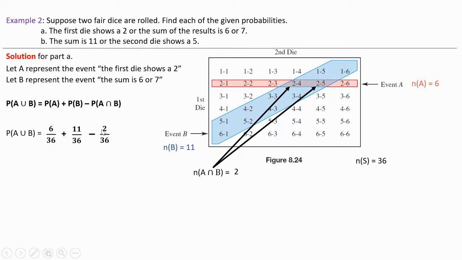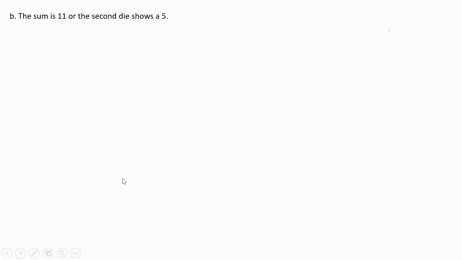Now, 6 minus 2 is 4. 4 plus 11 is 15. And then we have to simplify. You always simplify your fractions to lowest terms. So my answer is 5 over 12. And this is actually an example from the book. And also the one before that on the turntable.